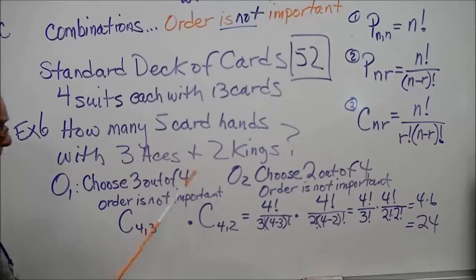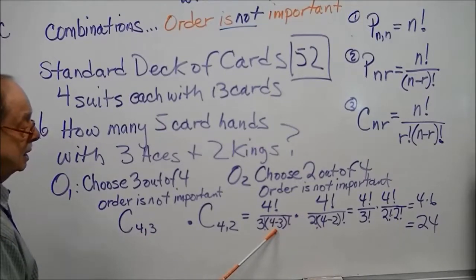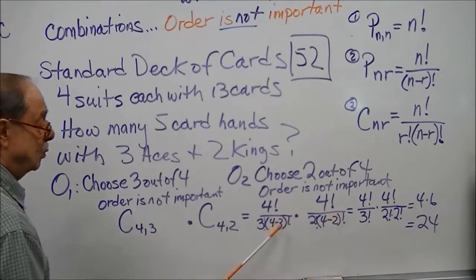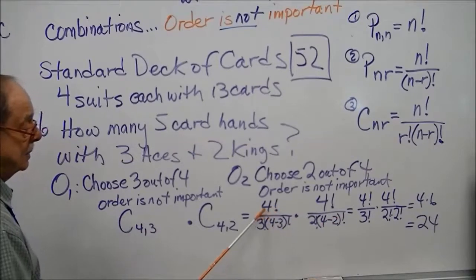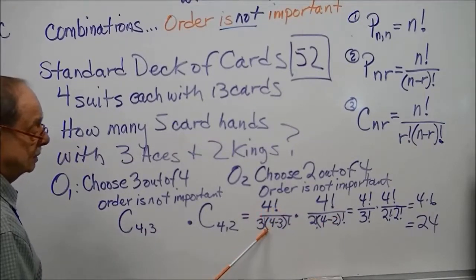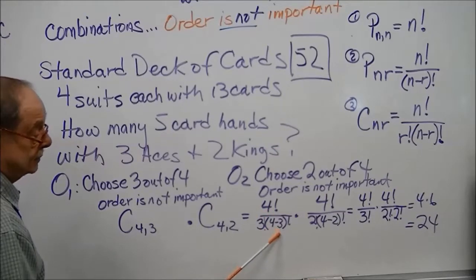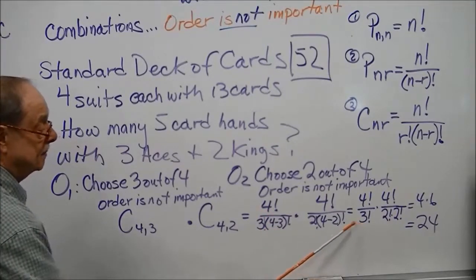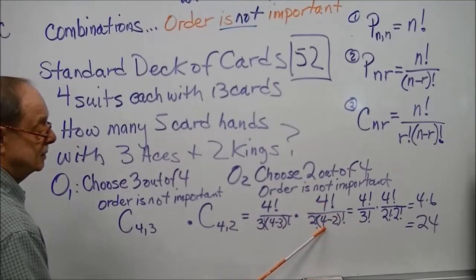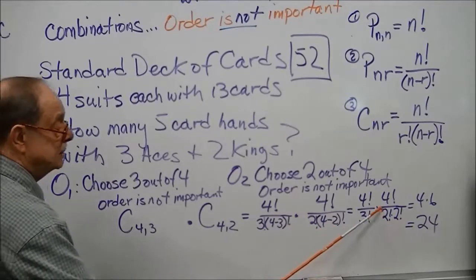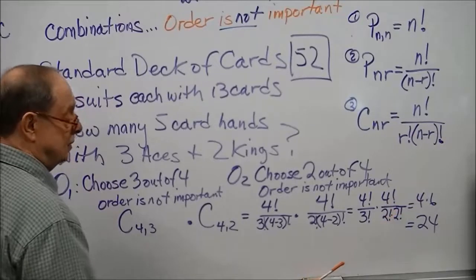So to set this up, we're using formula 3. So 4 factorial, r is 3. 4 minus 3 is going to be 1. So this becomes 4 factorial, and 1 factorial is 1, so it's 3 factorial there. And this one is 4. We subtract r from 4, which gives us 2, which is 2 factorial times 2 factorial.